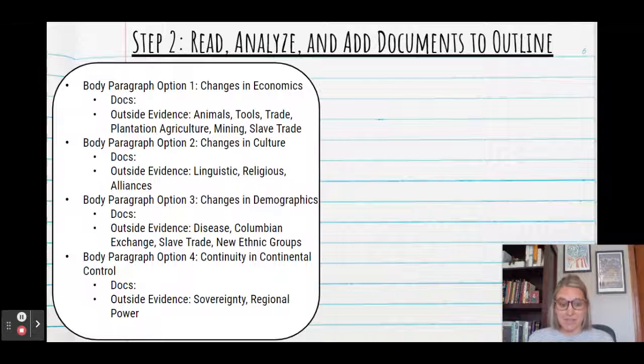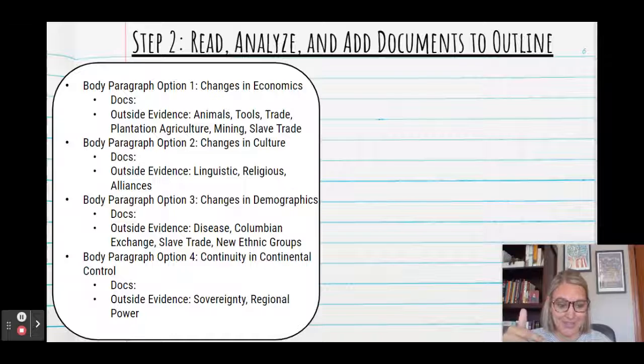However, sometimes the documents don't fit with your argument, and so it's important to still leave it as an option in case there are documents related to this topic. Body paragraph 3, changes in demographics, and then body paragraph 4, continental control.